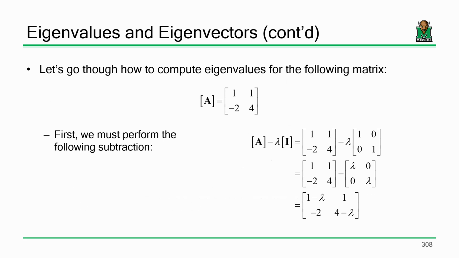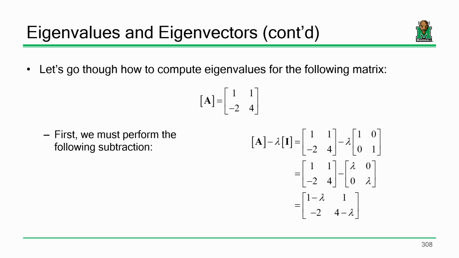All right. So let me show you how we compute eigenvalues for a given matrix because it's pretty simple. All right. So let's say we've got this matrix, 1, 1, minus 2, and 4. The reason why this matrix was chosen is because the eigenvalues come out to be nice, even integer numbers. There's no decimals all over the place. Okay, so here's my matrix.